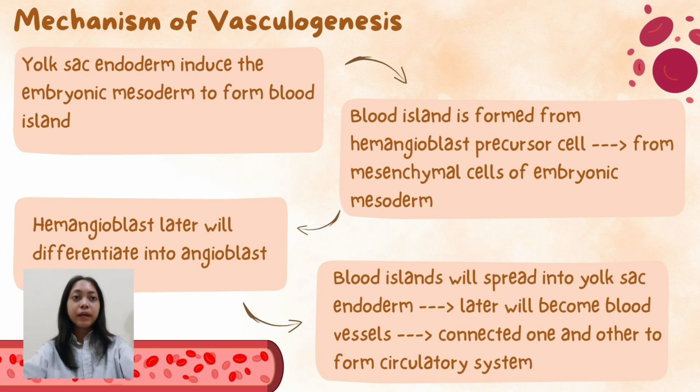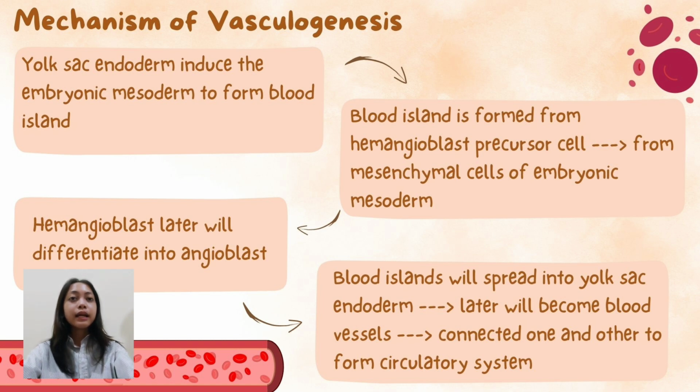Vasculogenesis is the initial formation of blood vessels by the processes of differentiation, expansion, and incorporation of endothelial precursors that occur during embryogenesis. Through several chemical mediators, the yolk sac endoderm will induce the embryonic mesoderm to form a blood island. From this blood island, blood vessels and primitive blood cells will form. Blood islands are formed from hemangioblast precursor cells that arise from mesenchymal cells of the embryonic mesoderm. Hemangioblasts will later differentiate into angioblasts.